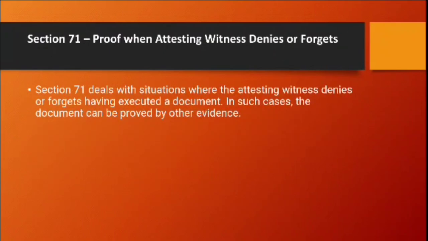Section 71. Proof when an attesting witness denies or forgets. Section 71 deals with the situation when the attesting witness denies or forgets having executed a document. In such cases, the document can be proved by other evidence. So, other evidence is required to prove the said document.